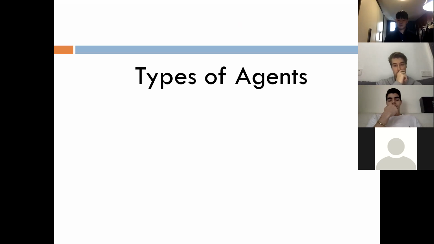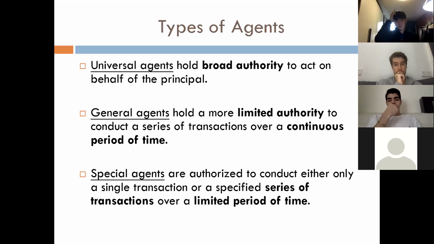Types of agents, I don't really care about that. I'm not going to ask you this on the final, just so you know, but there's 3 types of agents. Remember, I always said if you see the word special, that means very narrow. Special always is very, very narrow, very limited. So a special agent is very limited. Tom, for example, in that example, was a special agent. He has the authority to just do one thing, sell the house. That's it. He doesn't have the authority to then invest the money.